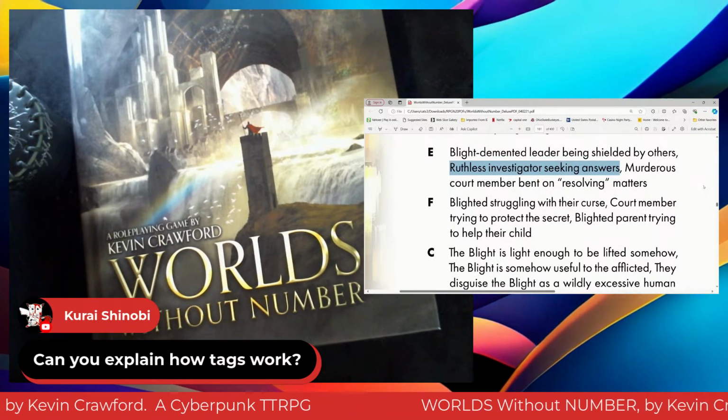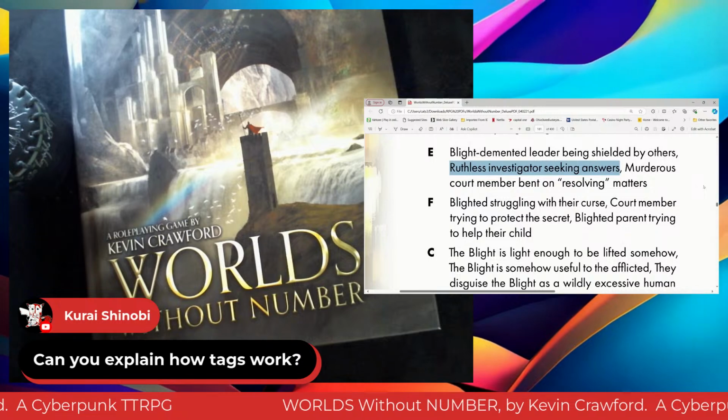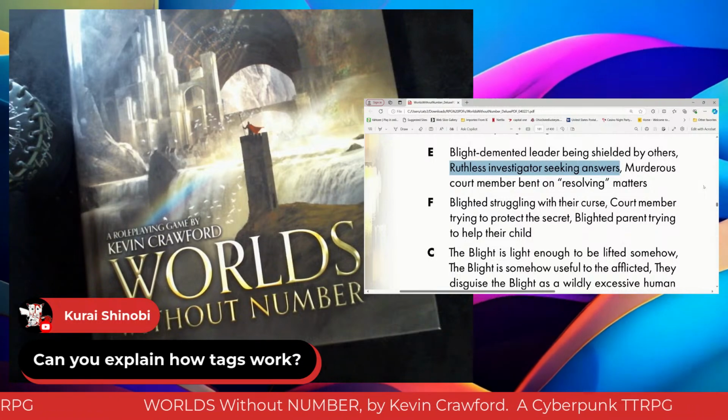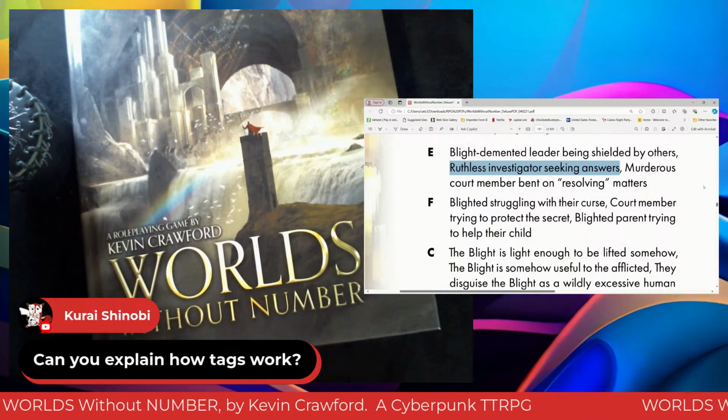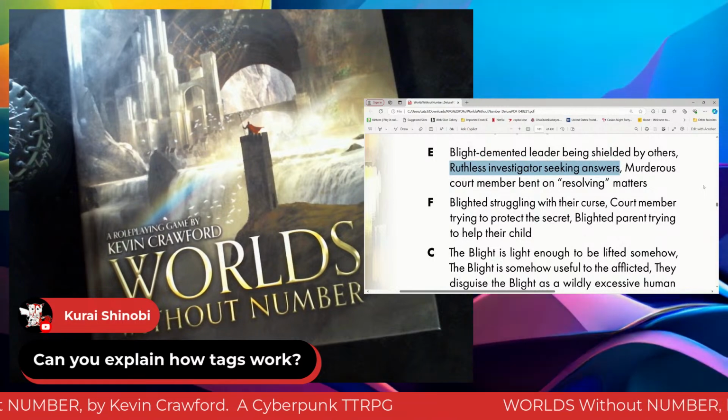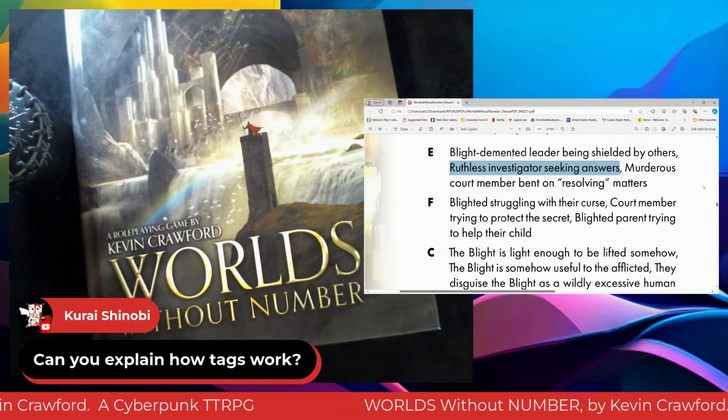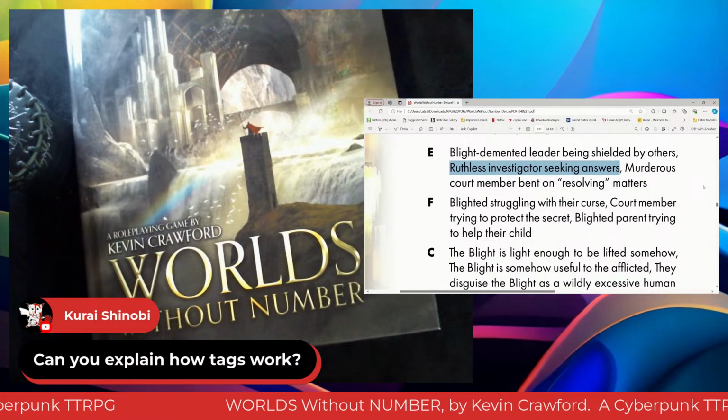And now the blight could be lycanthropy. The blight could be something from the lower planes. The blight could be anything. It could be a fungus that's growing or whatever in people.